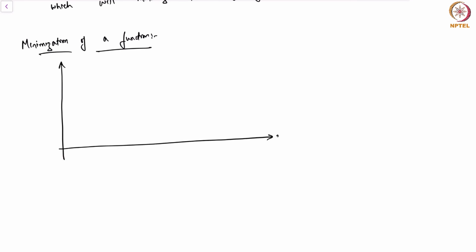Minimization of a function. What does it mean? What it means is, if I were to graphically represent a function, so let's say this is x and y, I have an arbitrary function as follows. Minimization would involve finding a point like this. Let's say the question that we want to ask is, minimize this function, find the minima of this function between the intervals x1 to x2.